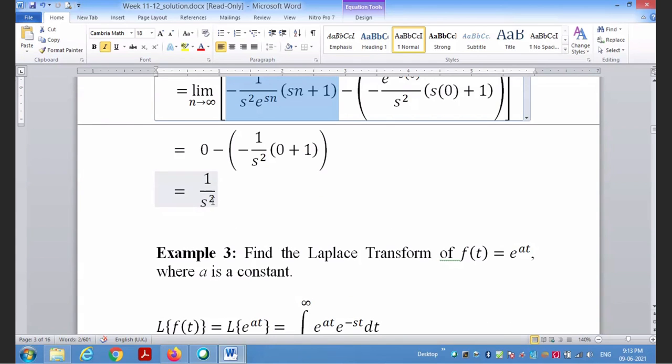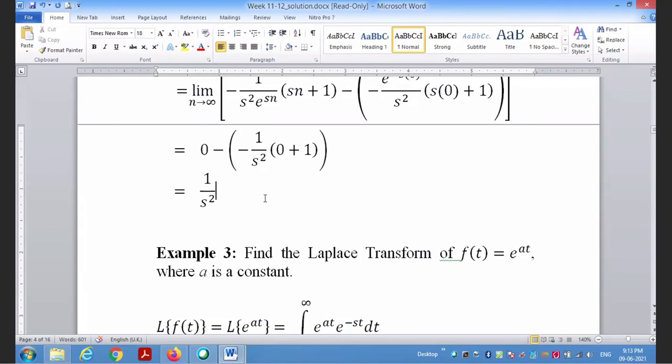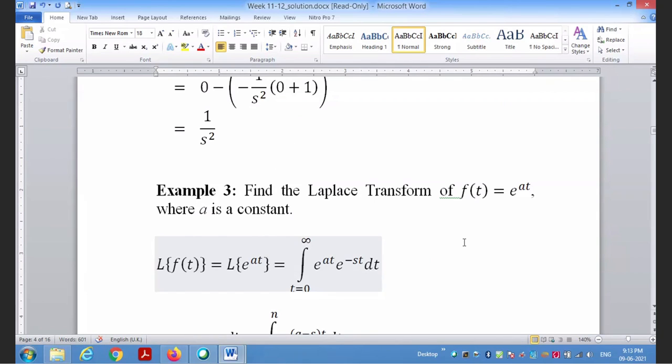Remember, now all the function is in terms of s. This is a capital F of s. And then for the third example, let's say this is e^(at). It becomes more complicated.